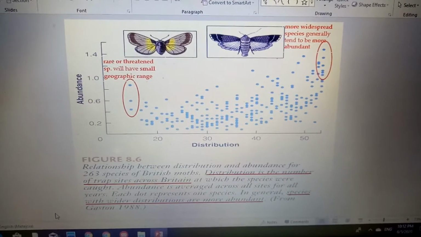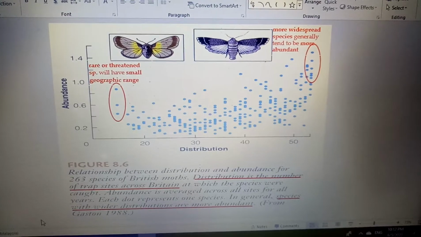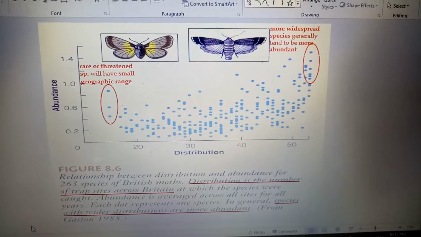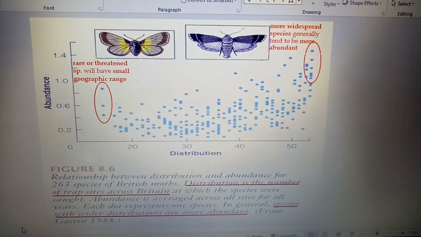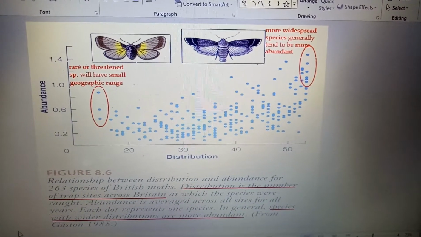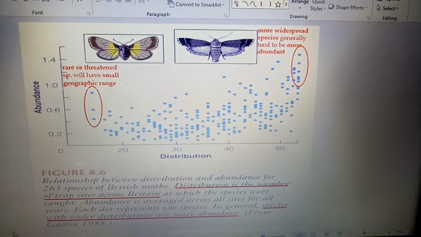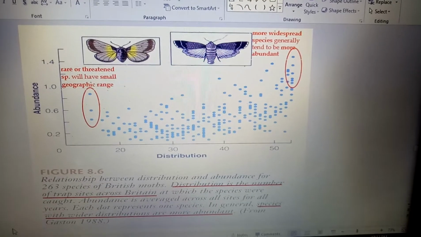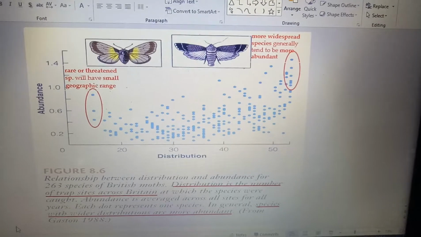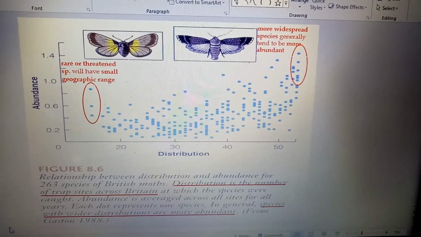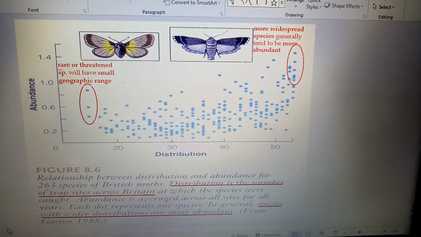Again, this is what I told you before about figure 6.8, the relationship between distribution and abundance for 260 species of British moth. Distribution is the number of trap sites in Britain at which the species were caught. Abundance is averaged across all sites for all years. Each dot represents one species. In general, species with wider distributions are more abundant. This is from Gaston 1988.